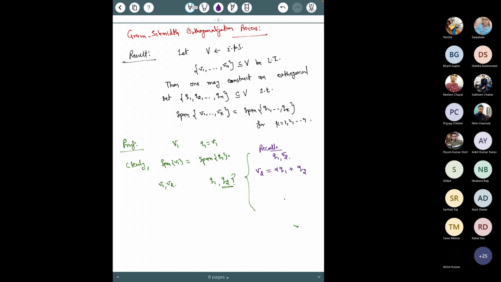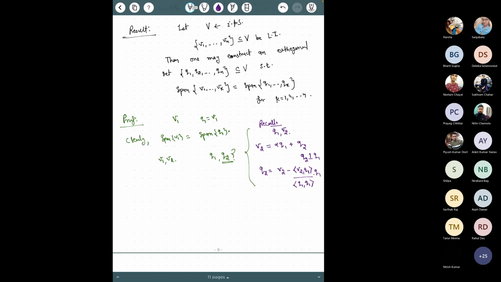So you will see that, clearly I can do this because Q1 is non-zero. Because V1 is non-zero, so Q1 is non-zero. So I can always write V2 as a scalar multiple of Q1 plus a vector which is orthogonal to Q1. So Q2 is clearly orthogonal to Q1 and I know how to find this, right? So this Q2 would be V2 minus alpha Q1, but I know what this alpha is, right? So alpha would be V2 dot Q1 divided by length of Q1 squared. This is from this observation. So clearly this we can do. So this way we can find Q2.